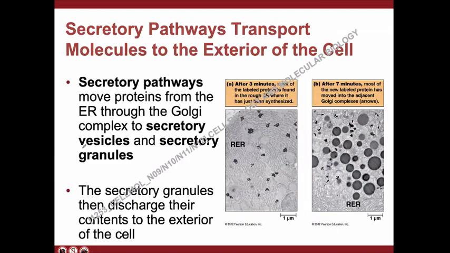For the next few slides, we'll be focusing on exocytosis, because for the next meeting we will focus on endocytosis. One key feature of vesicular traffic, as we have shown during the overview of trafficking, is the presence of secretory pathways. These secretory pathways are the mechanism by which proteins move from your ER through the Golgi apparatus to your secretory vesicles and secretory granules, which then discharge their contents to the exterior of the cell.